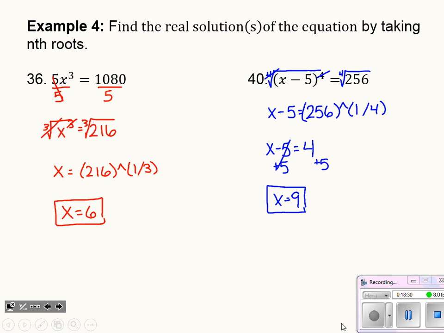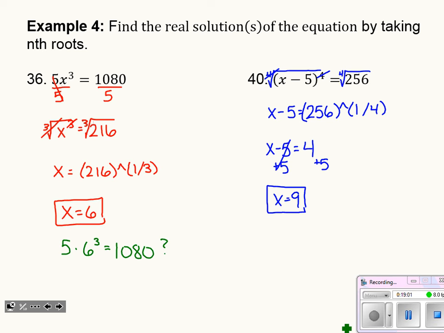And for either of these cases, if we ever had any doubt, we could plug our answer back in and see if the equation is true. So like for the first one, if I plug in a 6, is 5 times 6 cubed, I'd type that into my calculator and see if that equals 1080. Is that true or not? And let's just type that out really quick because I always want to be sure that we're certain of our answers. So 5 times 6 to the 3rd, it's 1080. Hey, we did that one right.